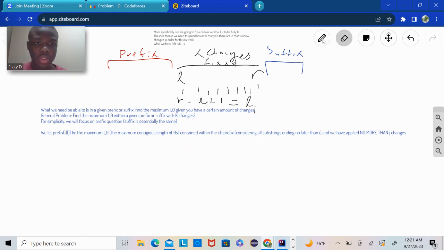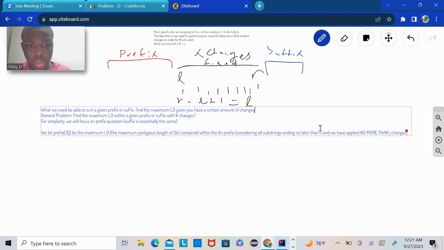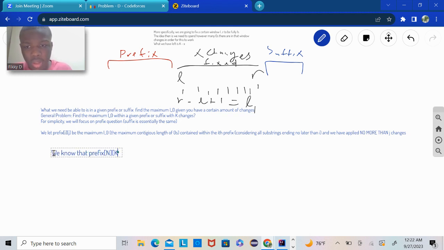And basically, we know that prefix n k will solve the problem. Because basically, what I'm saying is that considering all substrings in the entire string, and we have no more than k changes, will solve the general problem. That's obvious, right? And so that's why we're considering the state, because that will solve the general problem. We have a new general problem that we're focusing on, and then the state is obviously that.